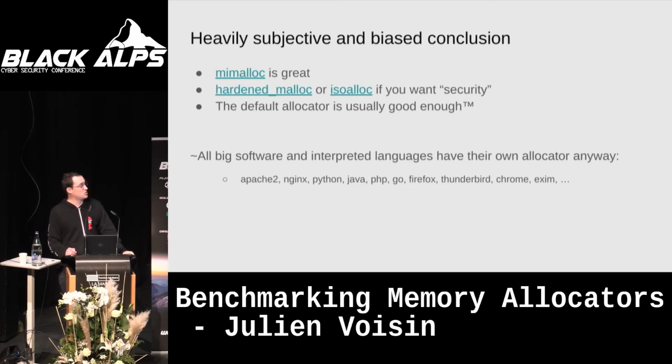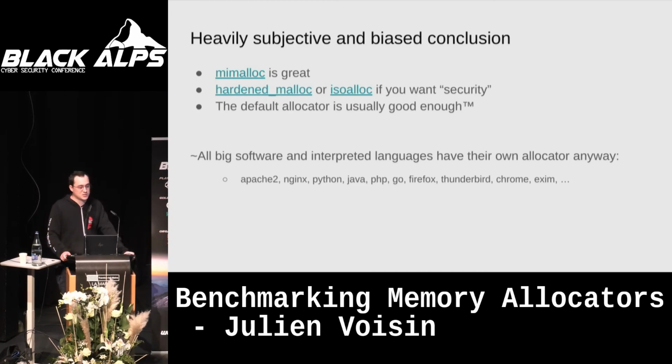I need a conclusion, so here is one, but I really don't like it. Mimalloc is great. It's used at scale by Microsoft and Azure, processing huge workloads. Heavy Rain, I think the game, some games are using Mimalloc as well. So it's great if you want performance or a general purpose allocator. If you want security-ish, you can use HardenedMalloc or IsoAlloc. They've got a huge design document and everything. But usually the default allocator is good enough. Otherwise, it wouldn't be the default one.